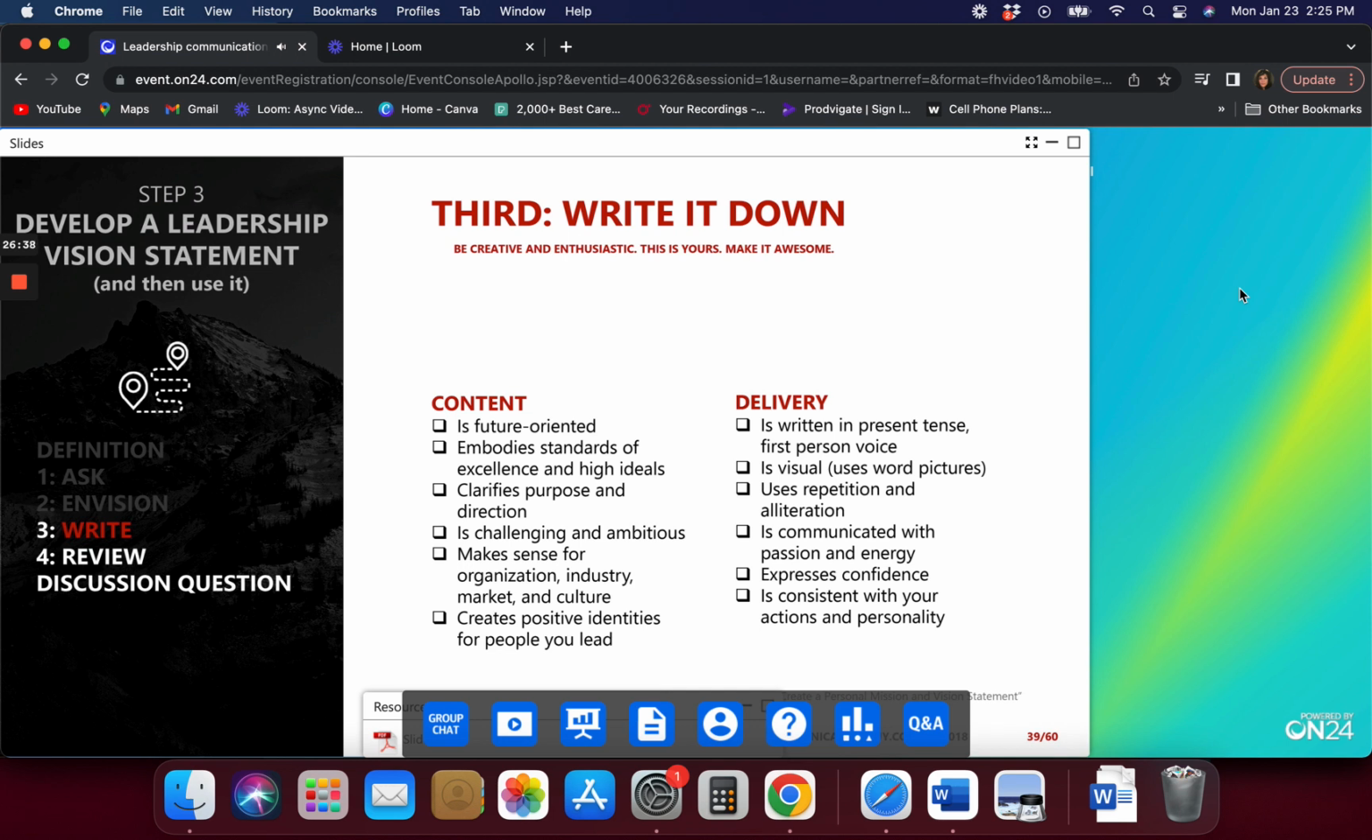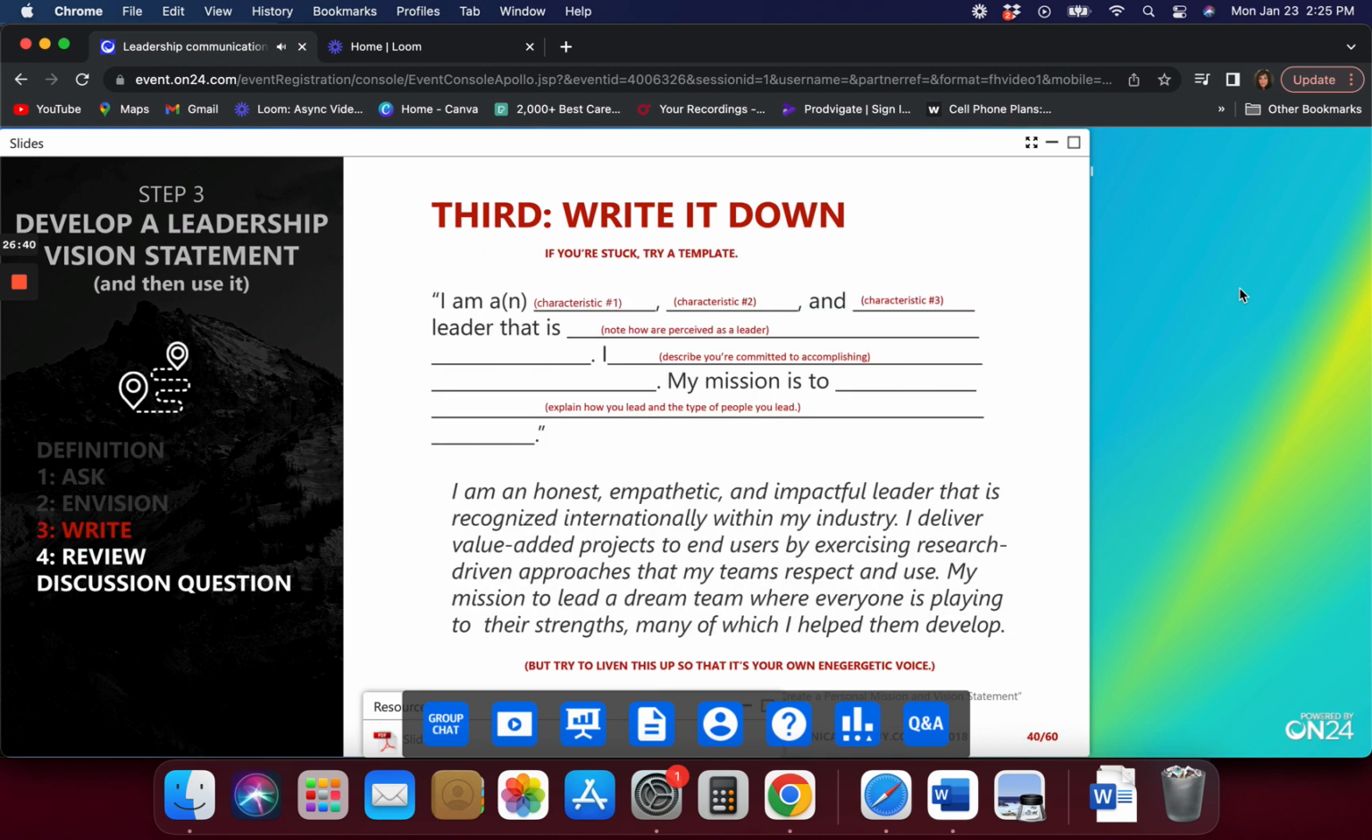So I created a little template. This is a good place to start. I bet you can do better if you write a few of these down. You'll start making them a little bit more interesting. But we'll start here, where you say, I am, and you put in some of those characteristics that you want to employ, leader, that is, and talk about how you want to be perceived as a leader. And then describe what you're committed to accomplishing, and then put what your mission is. And you see how this works. If you start filling in the blanks, it'll look something like this.